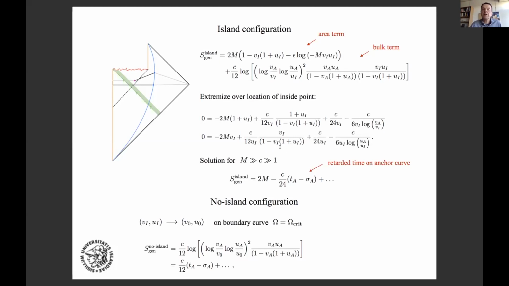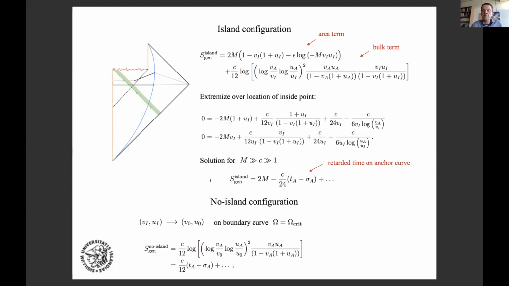It takes a little bit of massaging, but in this limit that I mentioned earlier, that m is much larger than c and c is in turn much larger than 1, you find a very simple result. You find that this is in fact at all times dominated by the area term here, and you do get a contribution from the other term that adjusts this to give you exactly what you want, which is the retarded time out here. So this actually takes into account the fact that it takes time for the radiation to get out to the anchor. Okay.